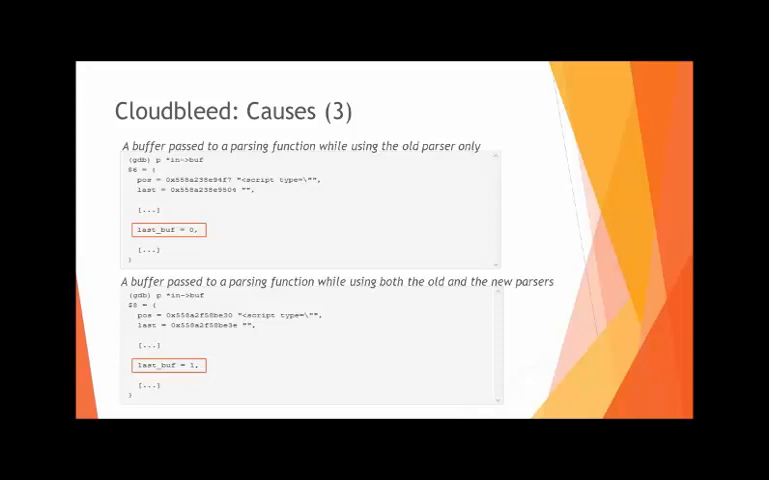When both the old and the new parsers are present during the request handling, a buffer such as seen in the below image will be passed to a parsing function. Notice that the boolean last buff here is equal to 1, unlike the first image where it was equal to 0. The unexpected change in the last buff boolean has caused inconsistency in how the pointers function, which has made a bug that was dormant for years to finally manifest itself and cause the leakage of the memory.